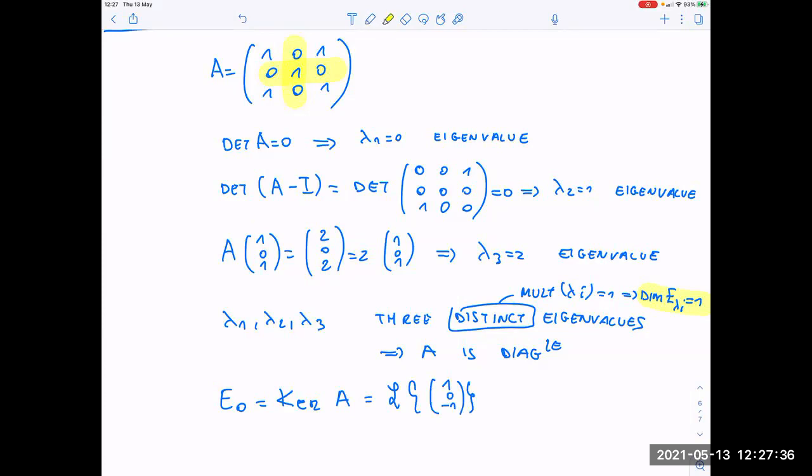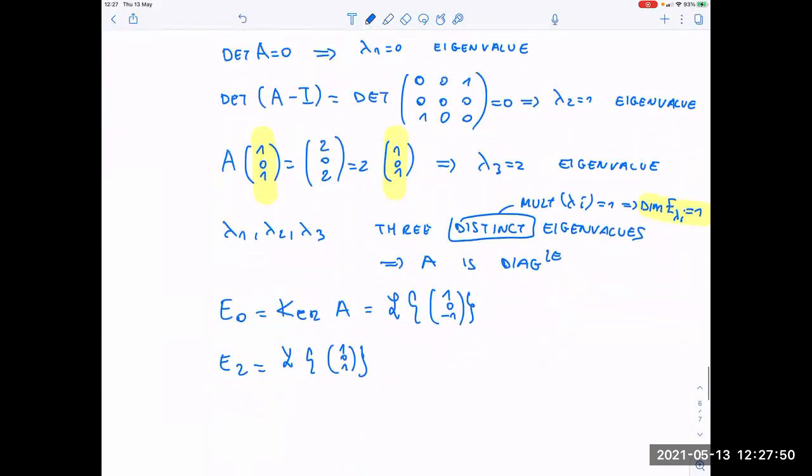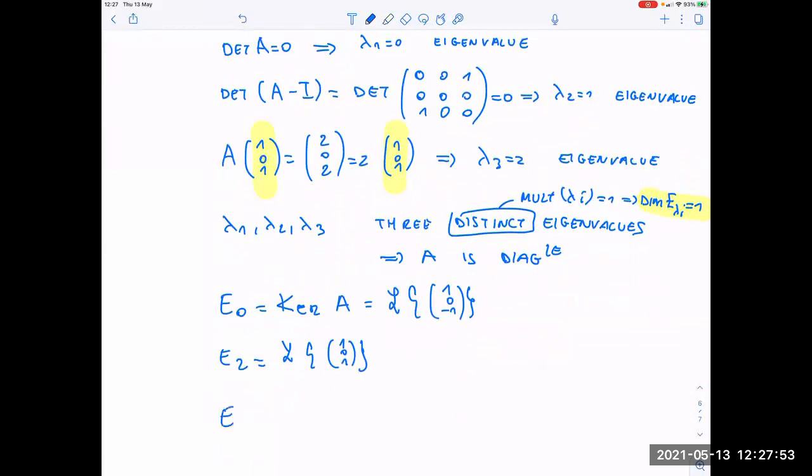Similarly, you see, here I have a non-zero element in E2. So that's again a basis, because also E2 has dimension 1, right? So the only one we have to look for is E1. So the kernel of the matrix I wrote here, the column (0, 0, 1), and (0, 1, 0, 0). And this is the linear span of (0, 1, 0).